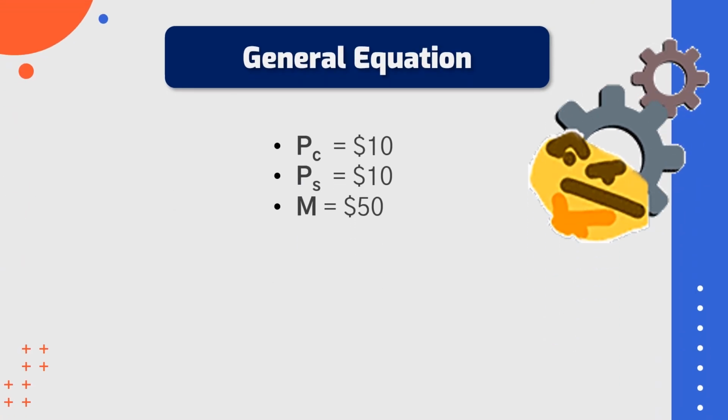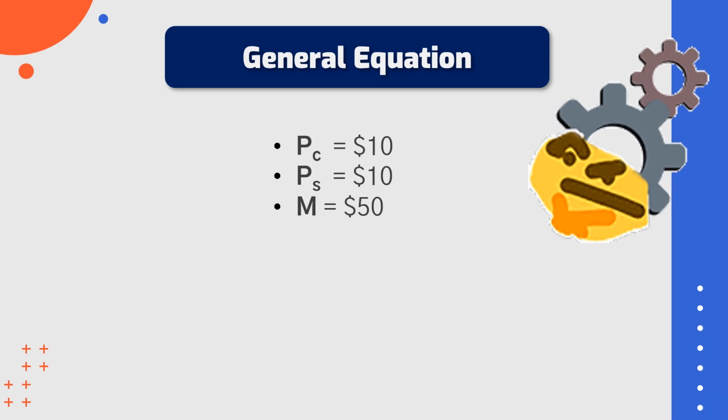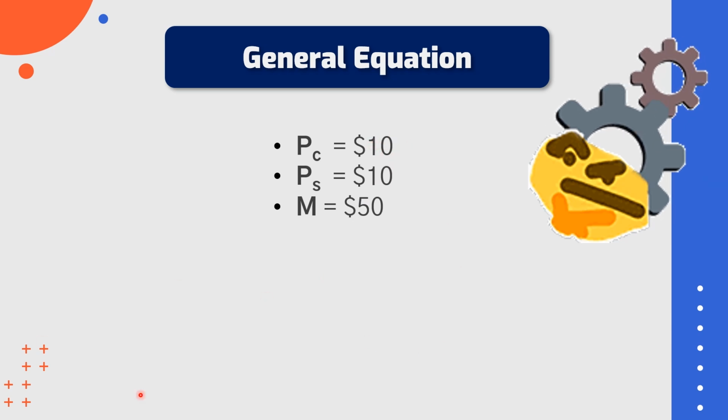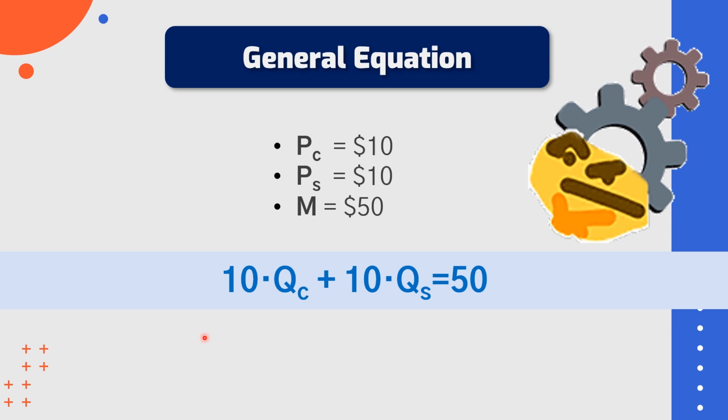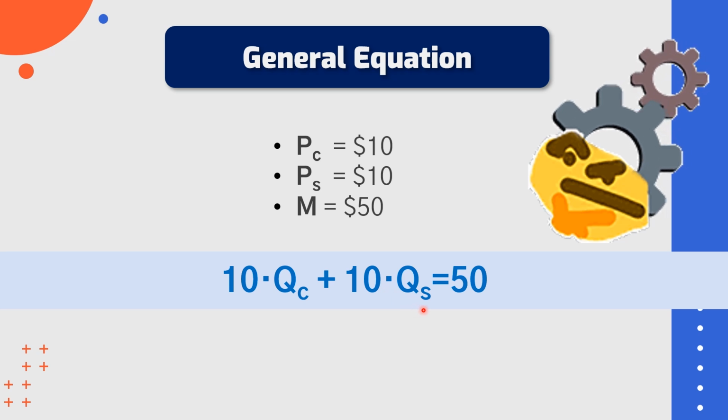At the same time, we can see that the general equation of the budget constraint is also subject to change. Since the price per 1 cup of coffee increased from $5 to $10, the new general equation will look like this: 10 multiplied by quantity of cups of coffee plus 10 multiplied by quantity of sandwiches equaling 50.